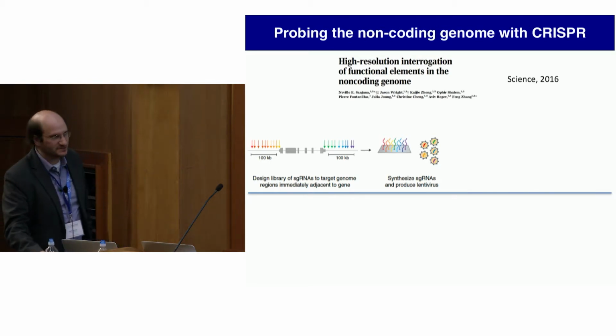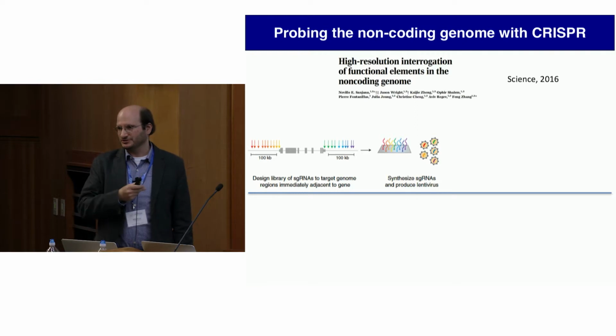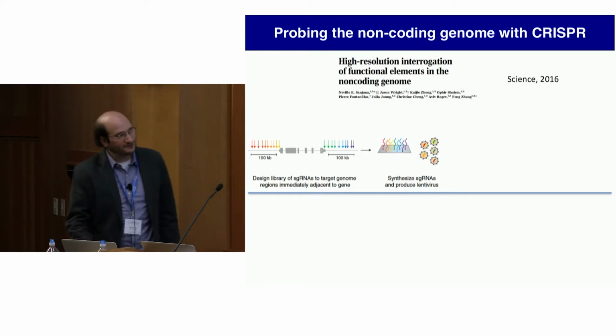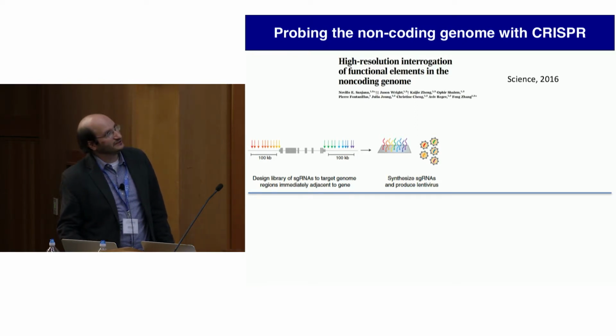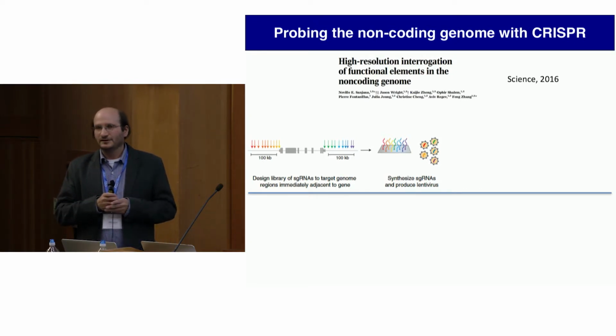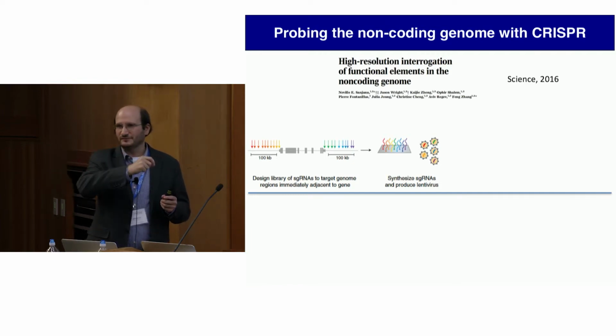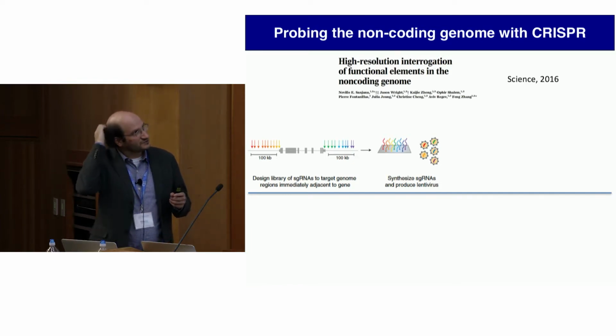So in the examples I've discussed so far, typically the guide RNAs have been targeted to a protein coding region. But there have been a number of other screens where people have started to look at the non-coding genome. So, of course, in the context of a CRISPR-I, you're typically targeting upstream of the transcription start site.